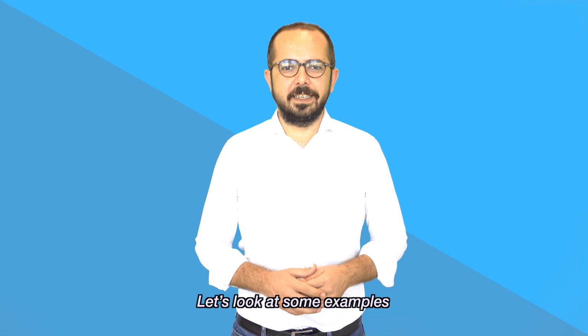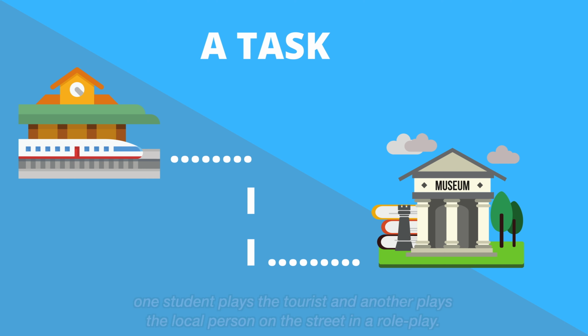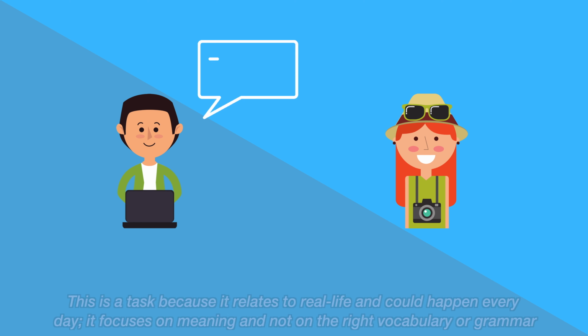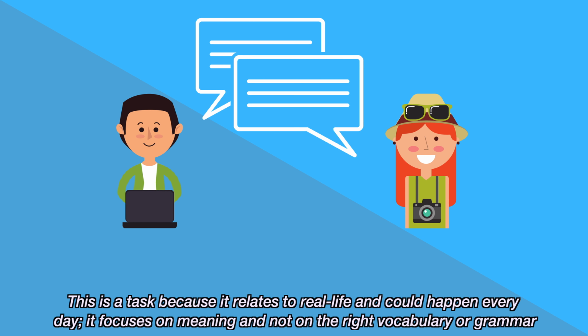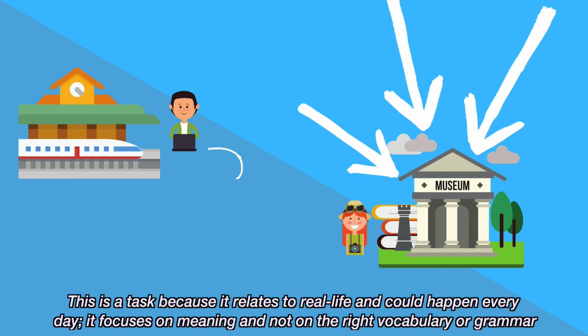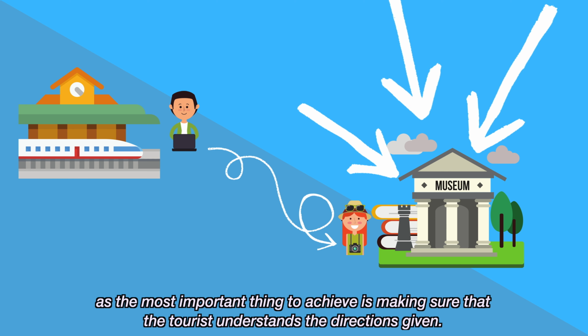Let's look at some examples. A task could be giving directions to a tourist in the street, from the train station to the museum. One student plays the tourist and another plays the local person on the street in a role play. This is a task because it relates to real life and could happen every day. It focuses on meaning and not the right vocabulary or grammar, as the most important thing to achieve is making sure the tourist understands the directions given.